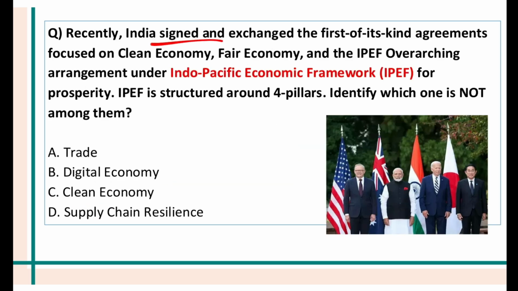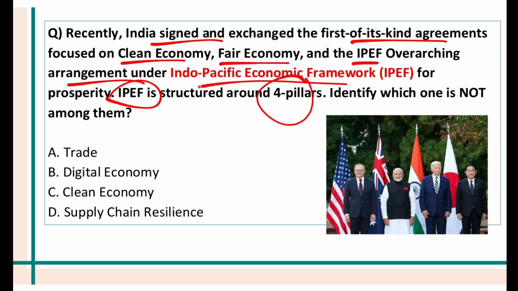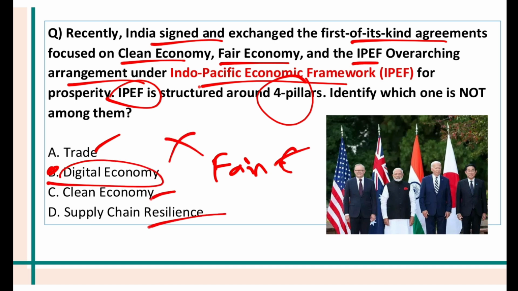India signed and exchanged the first of its kind agreement focusing on clean economy, fair economy, an IPEF overarching arrangement under the Indo-Pacific Economic Framework for Prosperity. IPEF is based on 4 pillars. Which of the following is not one of the pillars? So trade, clean economy, fair economy and supply chain resilience are the 4 pillars. Digital economy is not one of the pillars of the IPEF.